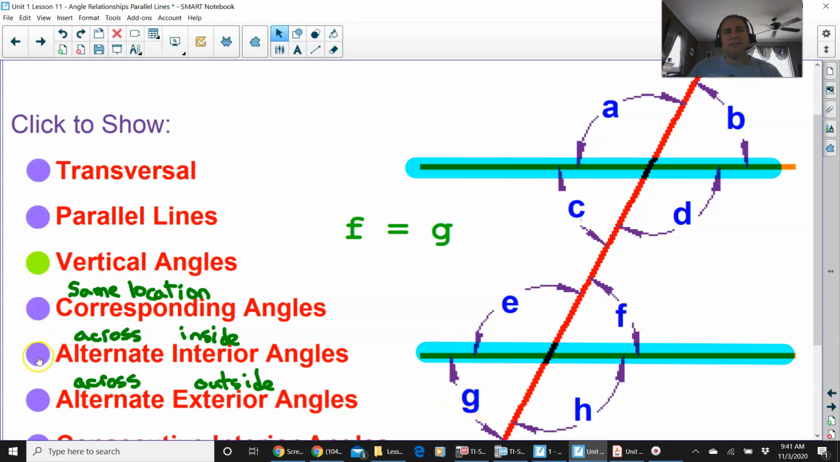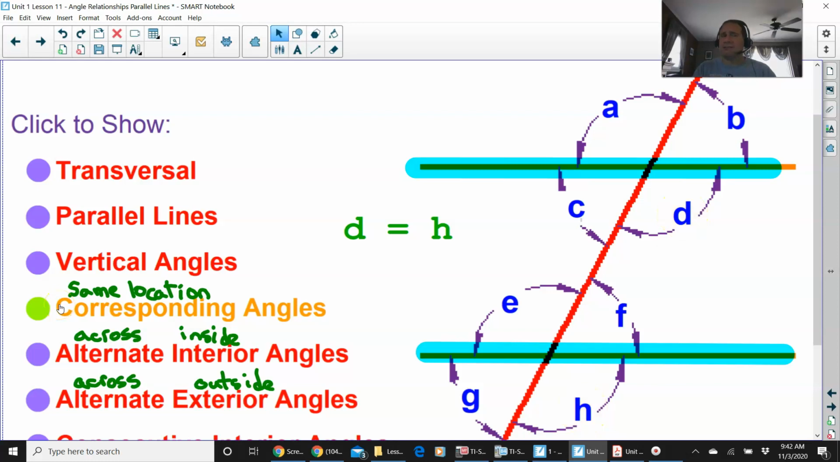Alternate interior angles are across from each other and inside: D and E, C and F. Alternate exterior are outside and across from: A and H and B and G. And the last is our corresponding angles. Same location: A and E, B and F, C and G, and D and H.